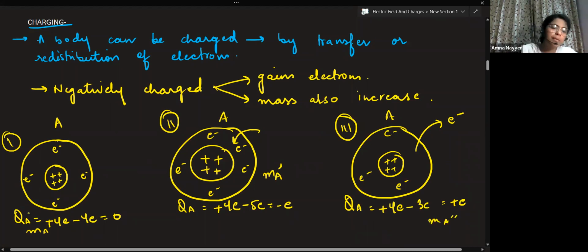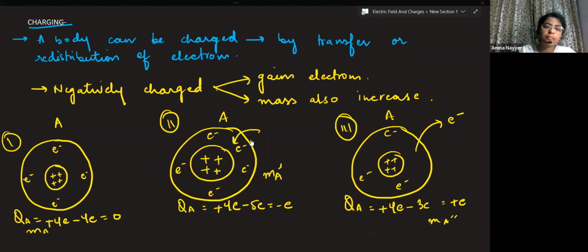So compare it with M_A again. Just compare M_A and M_A double dash, the first case and the third case. M_A double dash will be less than M_A. Yes, you all are right. Because the electron has been removed, the mass will also decrease. So the mass of the electron is also getting removed.